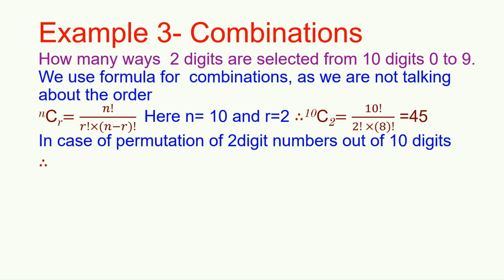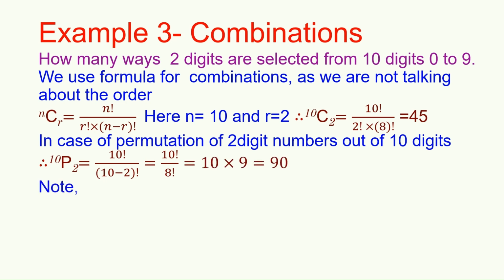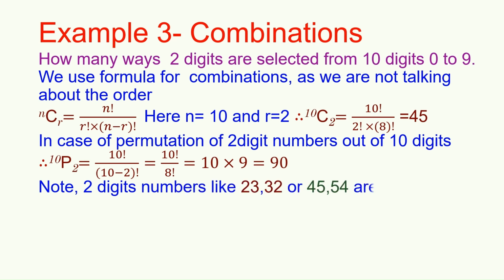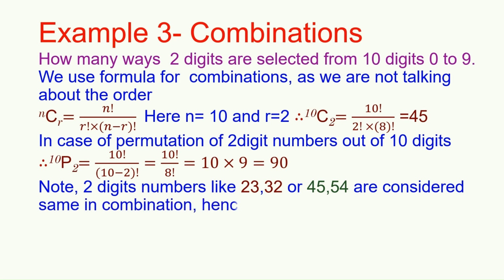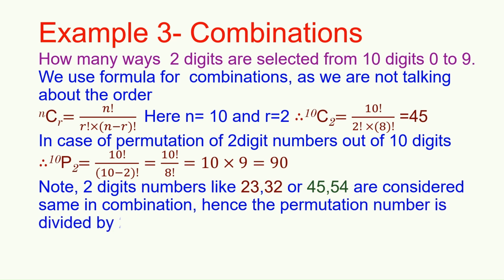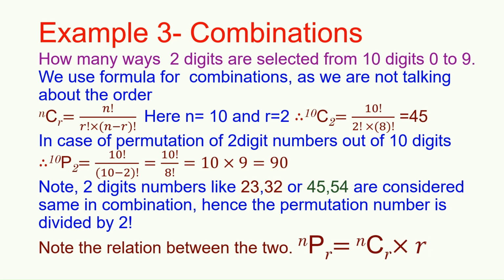In case of permutation of 2-digit numbers out of 10 digits, 10P2 equals factorial 10 divided by factorial 10 minus 2 equals factorial 10 divided by factorial 8 is equal to 10 times 9 equals 90. Note: 2-digit numbers like 23, 32 or 45, 54 are considered same in combination, hence the permutation number is divided by factorial 2. Note the relation between the two. nPr equals nCr times factorial r.